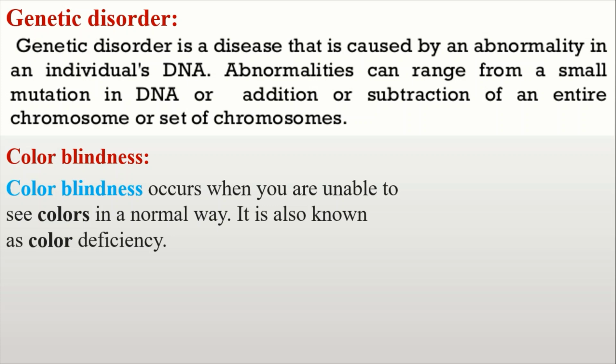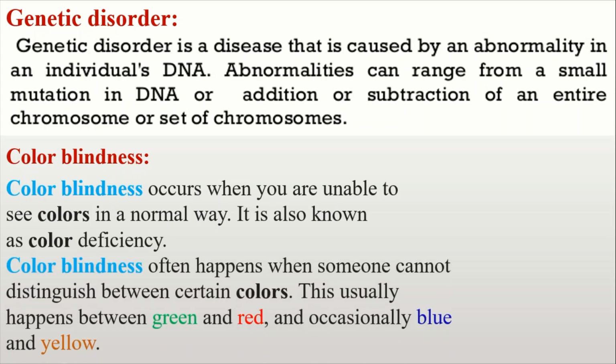Color blindness occurs when you are unable to see colors in a normal way. It is known as a color deficiency. Color blindness often happens when someone cannot distinguish between certain colors. This usually happens between green and red, and occasionally blue and yellow.